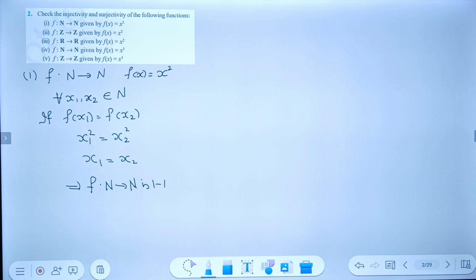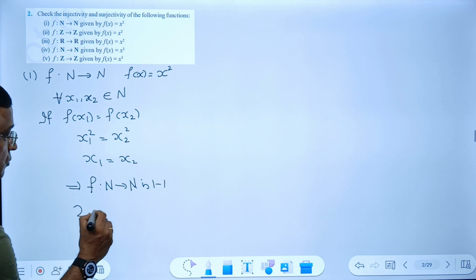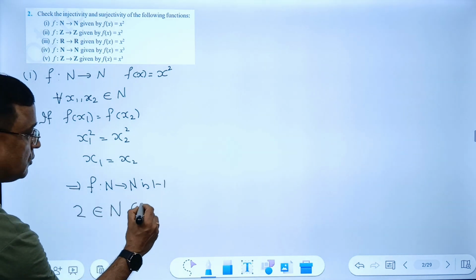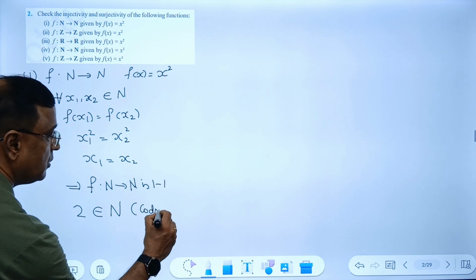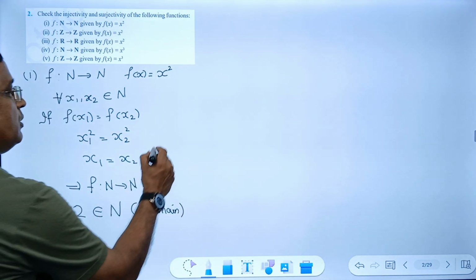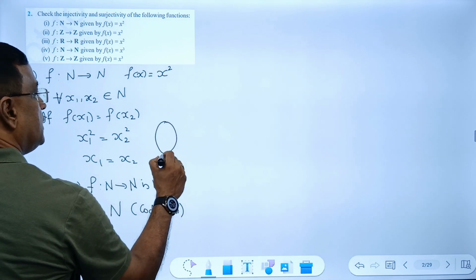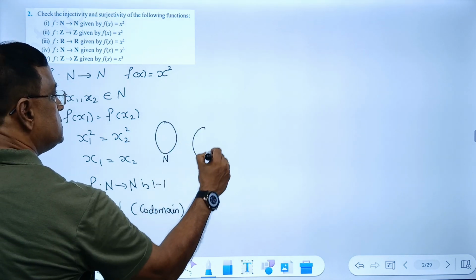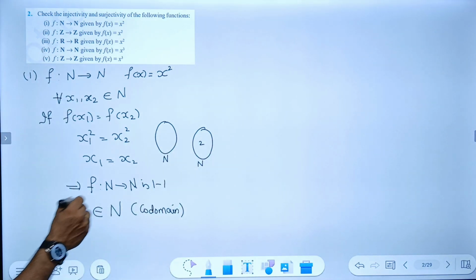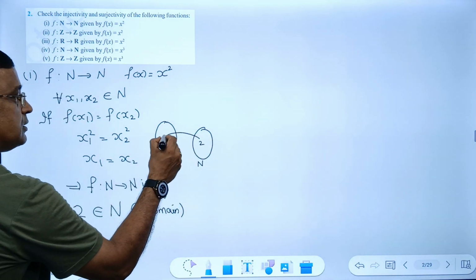Now, how do I check whether it is onto or not? For example, I'll take 2 belongs to natural numbers. This is in the codomain. Okay, this is in the codomain. 2 belongs to natural numbers in the codomain. This is natural numbers. I'm choosing 2 in the codomain. So what is its pre-image?